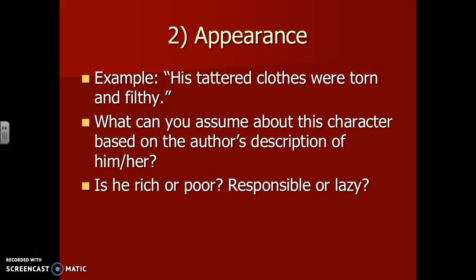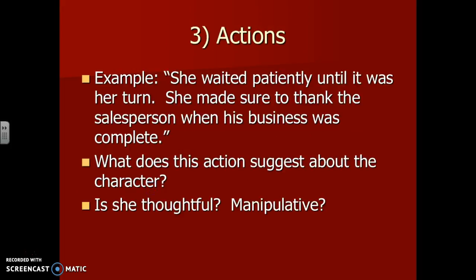Appearance. So, "his tattered clothes were torn and filthy." Just by looking at that, we make assumptions about the character. It doesn't tell us that they're rich or poor. It doesn't tell us that they're directly responsible or lazy. But by looking at this, we can probably make assumptions about the character: that the character's probably poor, that there's the possibility of being lazy, maybe they're homeless, maybe they haven't taken a shower, maybe they're not responsible enough to take a shower.